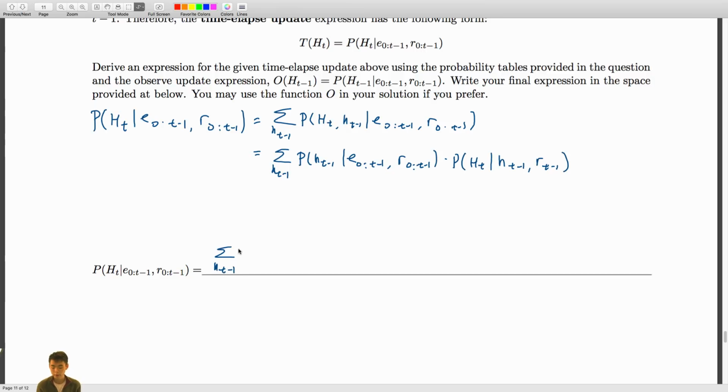Okay, so the answer for this is just the last term that we got, which is the sum where we marginalize out the past human action, and we multiply the probability of that past human action conditioned on the past beliefs, times essentially the transition probability from the past human action to the current human action when you also know the robot action.